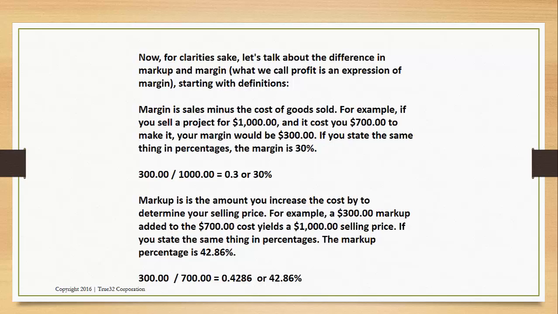Margin is sales minus the cost of goods sold. For example, if you sell a product for $1,000 and it cost you $700 to make it, your margin would be $300. If you state the same thing in percentages, the margin is 30%. So that's expressed like this: $300 divided by 1,000 equals 0.3 or 30%.